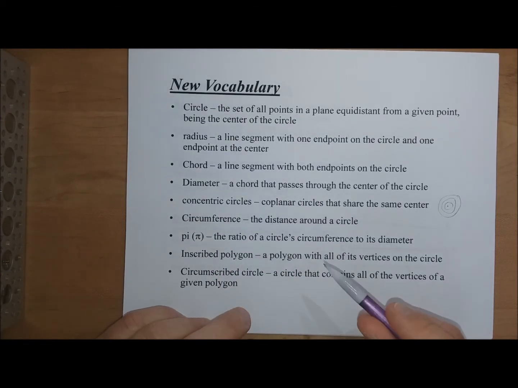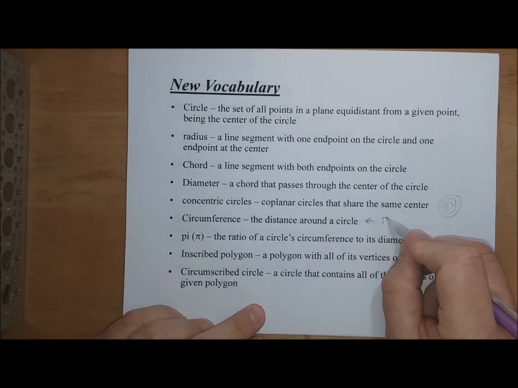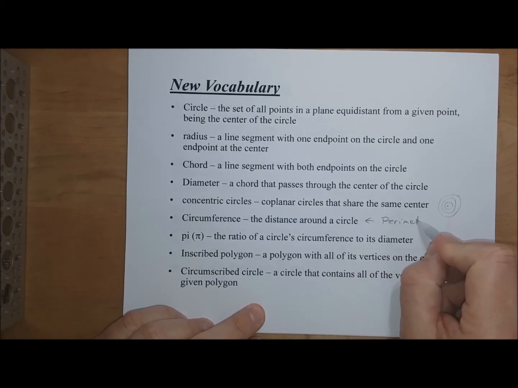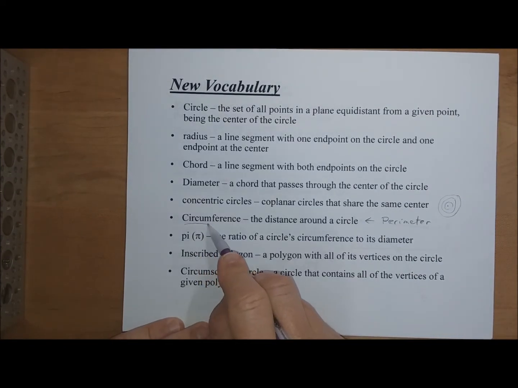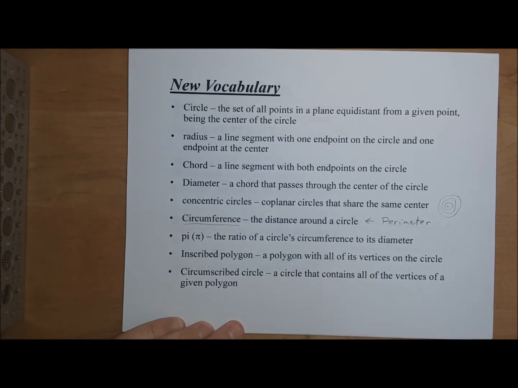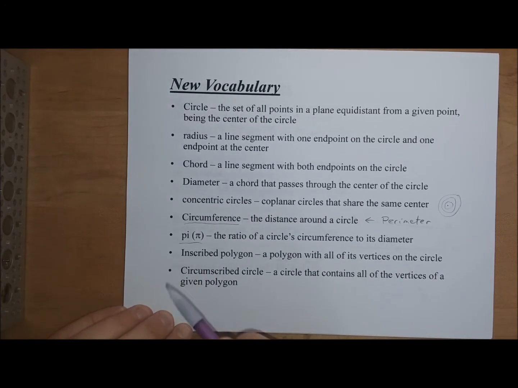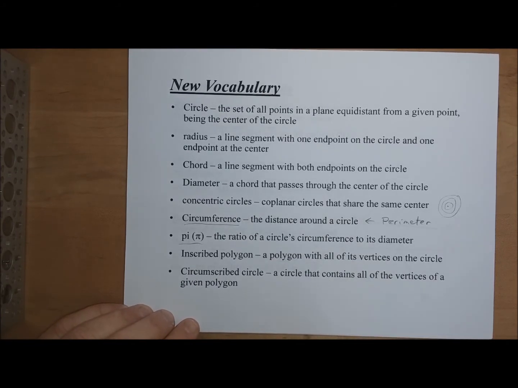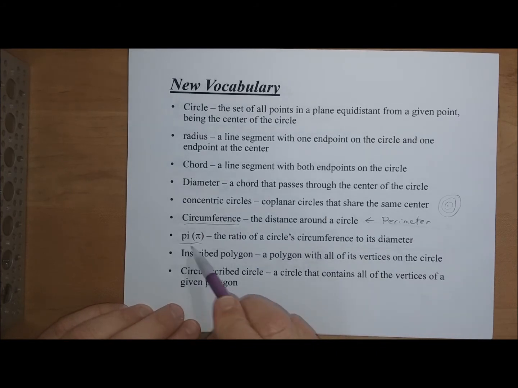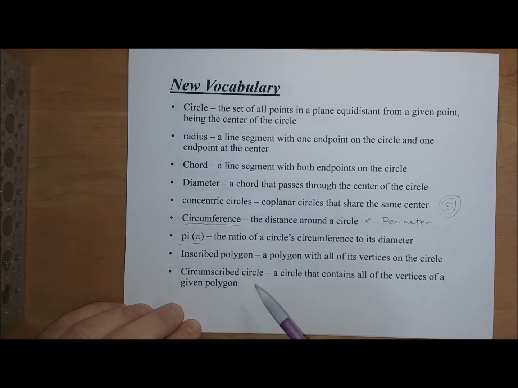Circumference. You can think of this as the perimeter of a circle, right? We talk about perimeter for polygons. Circles are special, so we give them a special name, and we call it circumference, just the distance around the outside of the circle. And pi is our special number that we've talked about a lot. It happens to be the ratio of a circle's circumference to its diameter. And it's a special number because for every single circle on the planet, no matter how big or how small it is, they all have this same ratio. That's what makes it special.